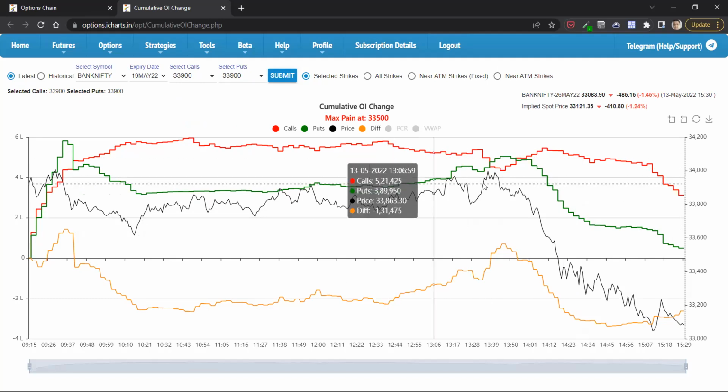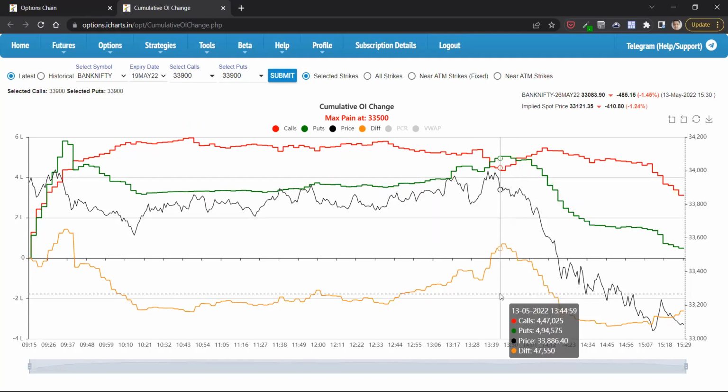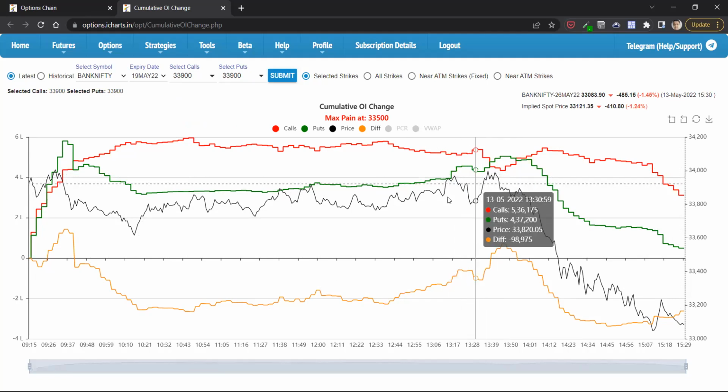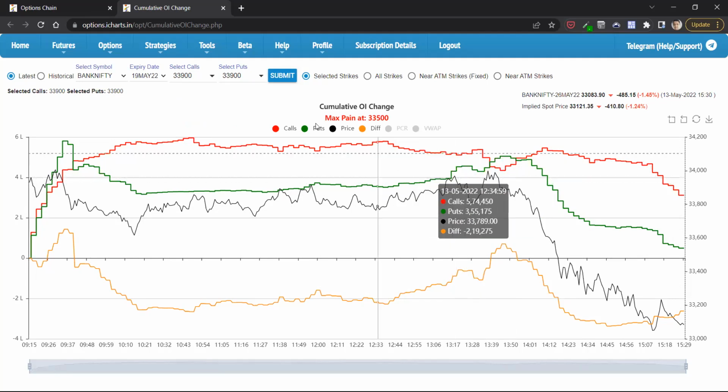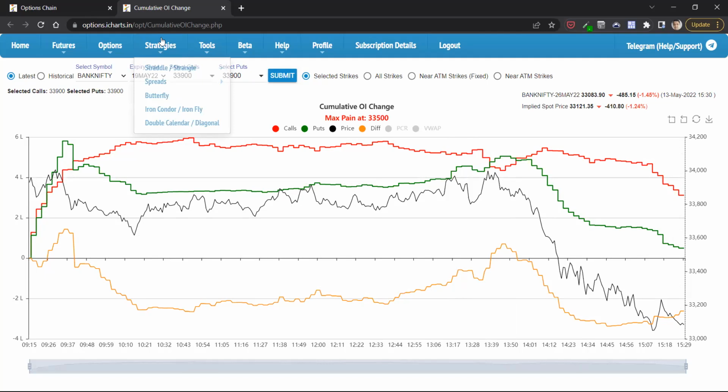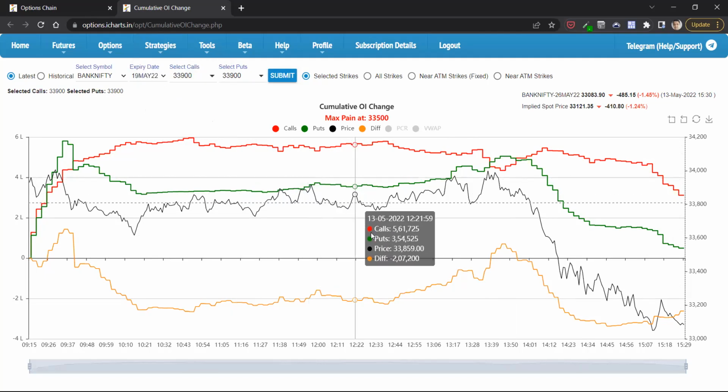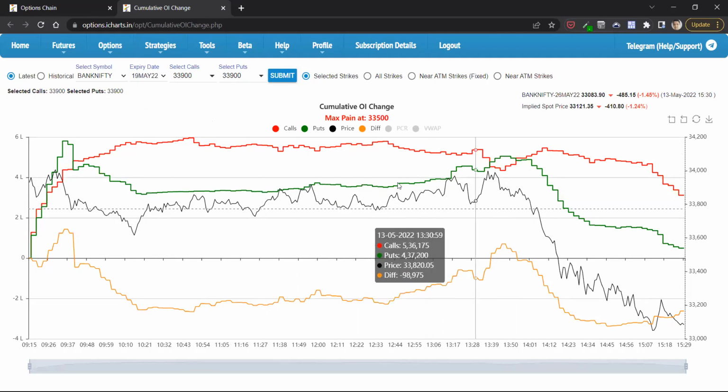Okay, 33,900. This is what I'm looking at. Okay, let us check, because options OI breakup and total PE/CE OI might give us more clear clues. Maybe let us take a look. Let us finish this.